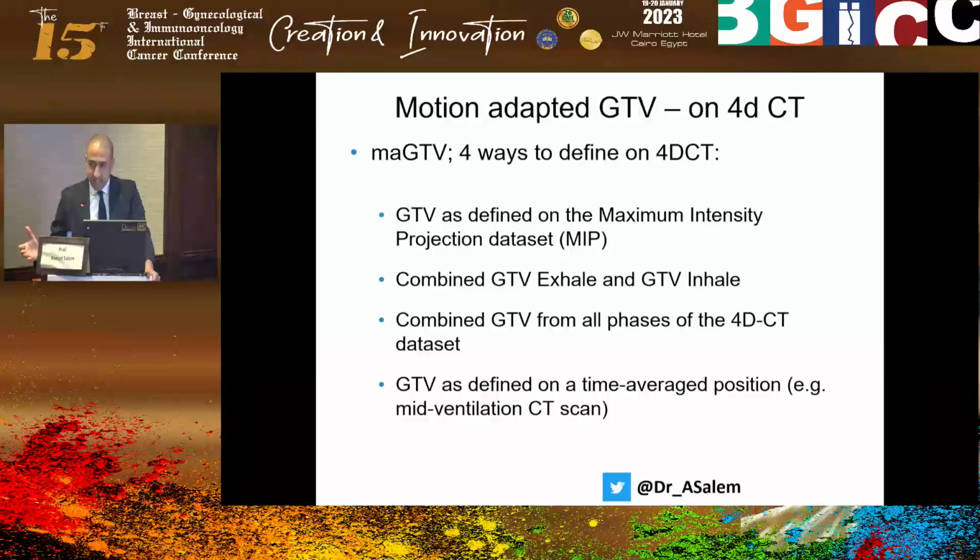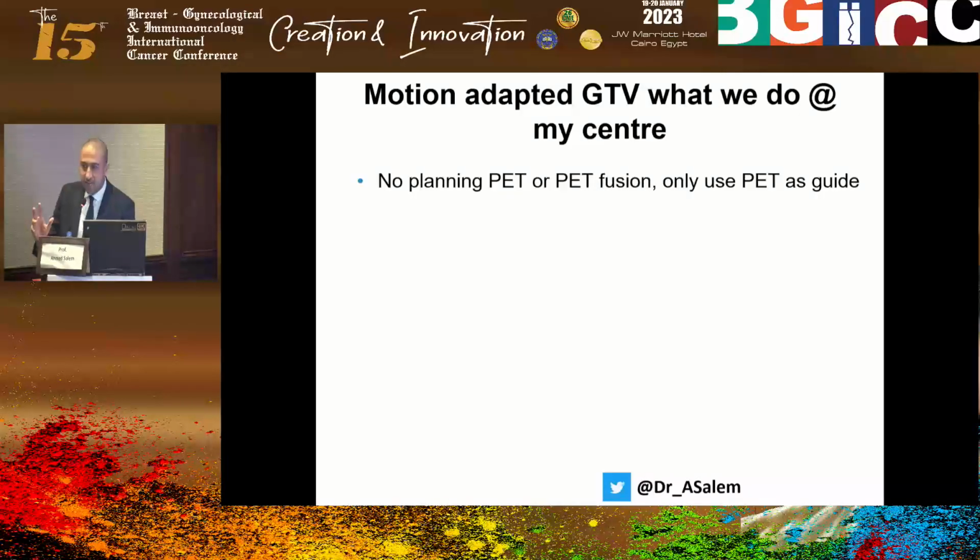And if you have a 4D dataset, there are different ways of contouring on it. Some people would use what we call the maximum intensity projection, which is the maximum intensity of the different 4D datasets. You can use a combined exhale and inhale scan. You can look at all of the individual phases, and you can do the time averaged position, which is generally a little bit smaller than your MIP, because you're saying that I am happy to be hitting the tumor 80% of the time, for example.